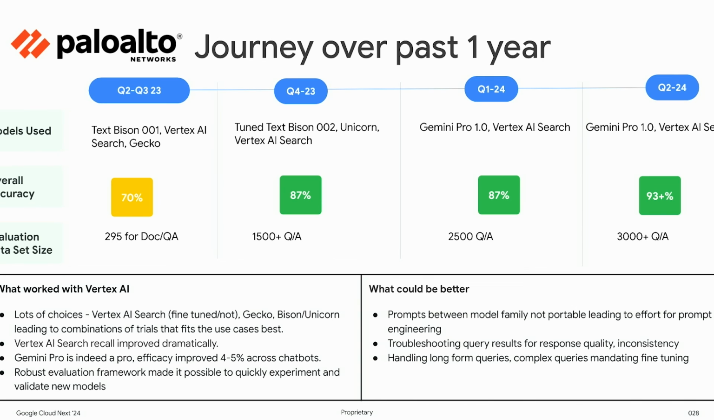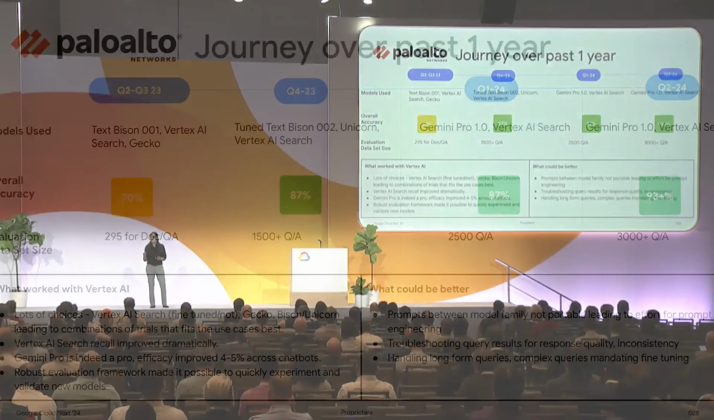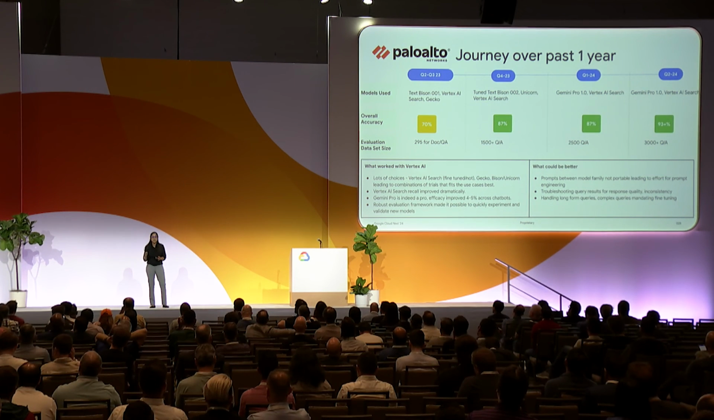Secondly, Vertex AI search recall has improved dramatically in the last 6 months. We found the amount of effort that went into Vertex AI search got us to a better recall percentage, due to which the answers coming out of our queries being answered in the documentation chatbot helped the customers and our internal customer support engineers. Gemini Pro is indeed a pro, an efficacy improvement of more than 5% that we got in the last 3 to 4 months once we moved to Gemini Pro, and we cannot wait to try Gemini Pro 1.5.